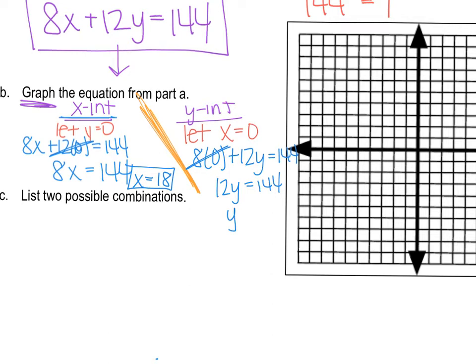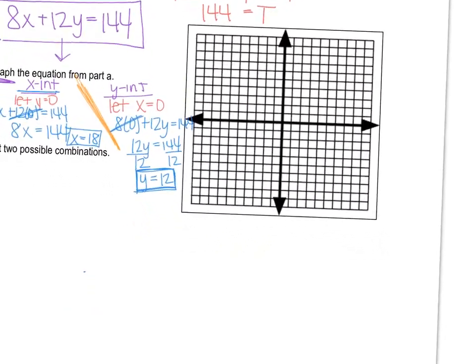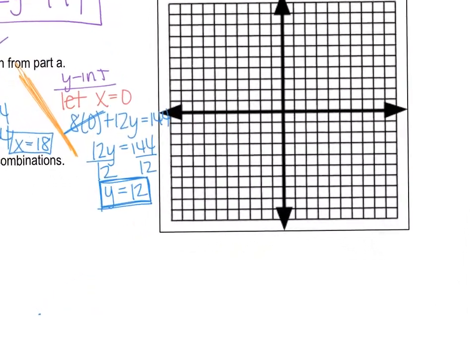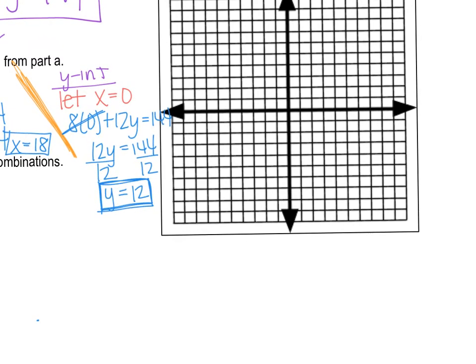Divide both sides by 12. I'm left with y equals 12. Now that I have those two intercepts, an x-intercept and a y-intercept, I'm going to bring that over to this graph here. And so what I need to keep is that x equals 18 and y equals 12.